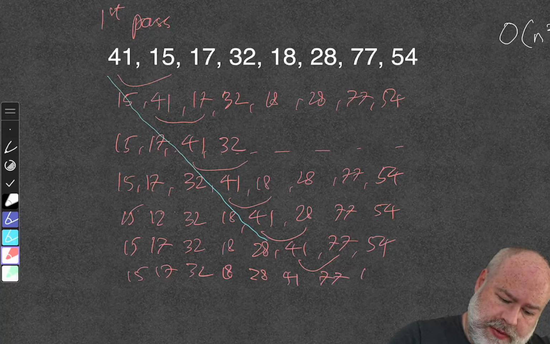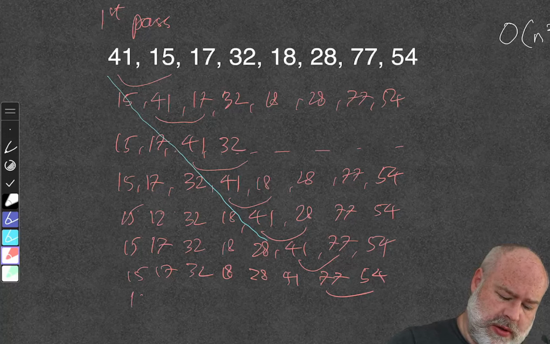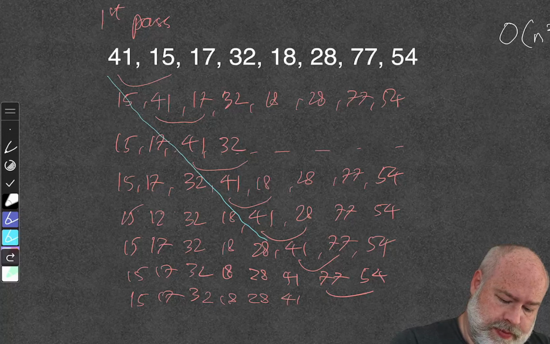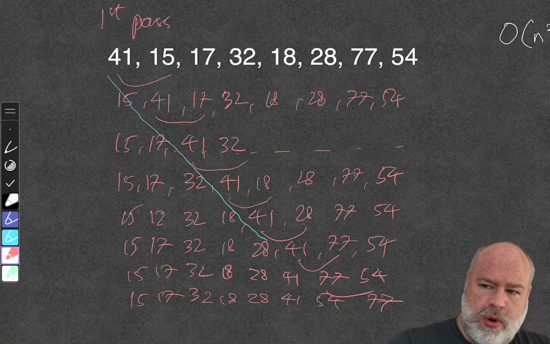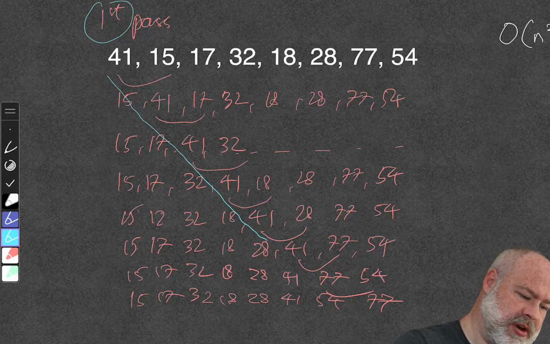41, 77, 54. And then finally we were looking at these two. So of course 41, 54, 54 and 77. So what we have here is after the first pass.